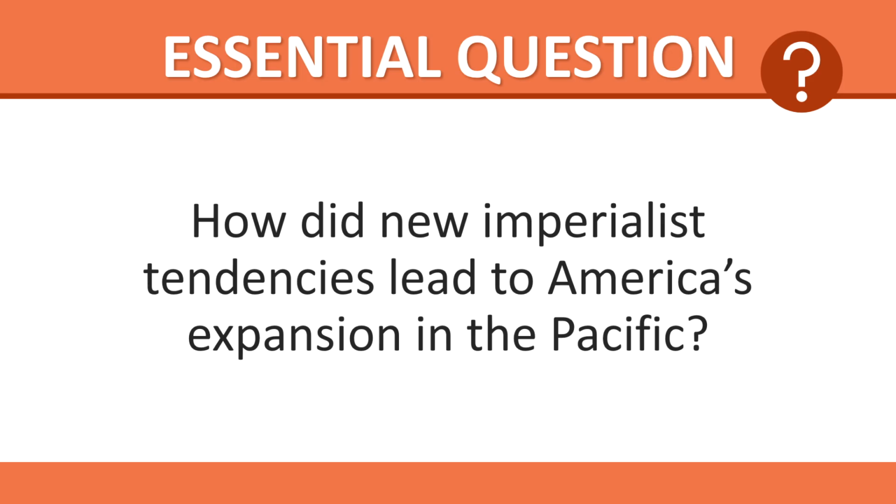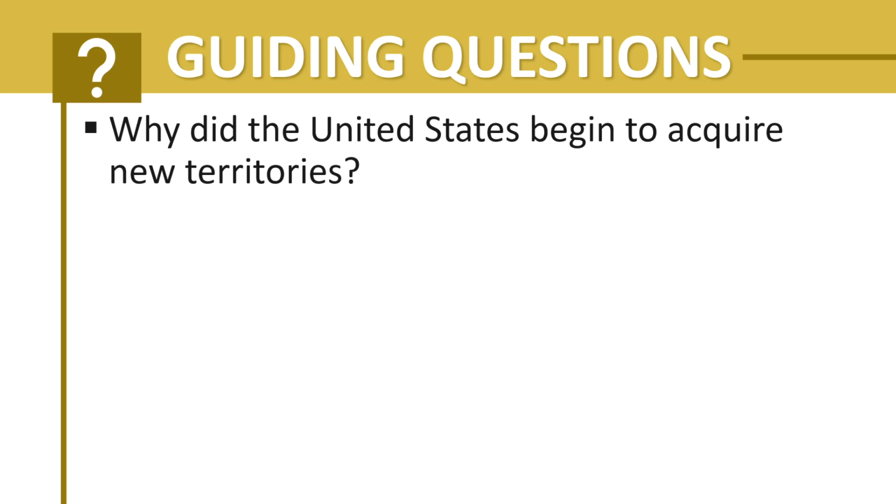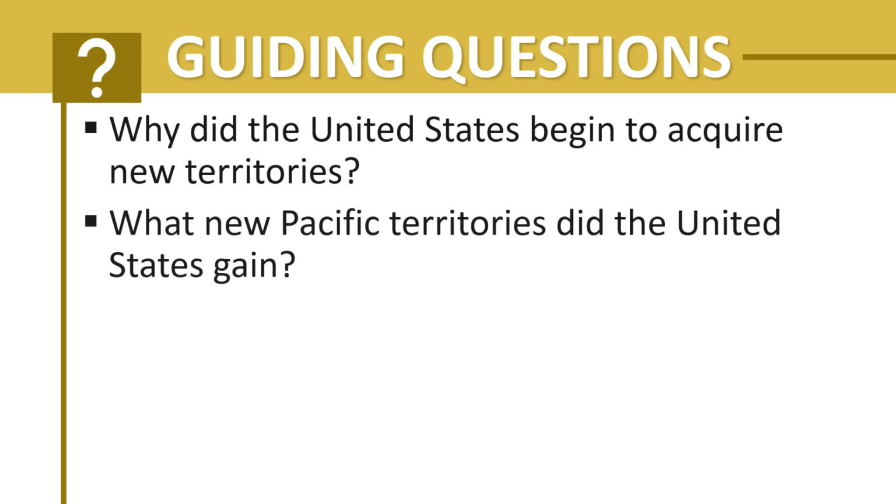Now, obviously, the U.S. was back on the foreign stage, no longer absorbed in their own issues. But things had changed over the years during U.S. preoccupation. European imperialism was on the rise, just not so much in the Western Hemisphere. So, in today's lesson, we're going to talk about how the new imperialist tendencies led to America's expansion in the Pacific. Some Americans wanted in on the colonial system, or imperialism. We'll talk about why the U.S. began acquiring new territories and what new territories the U.S. gained.